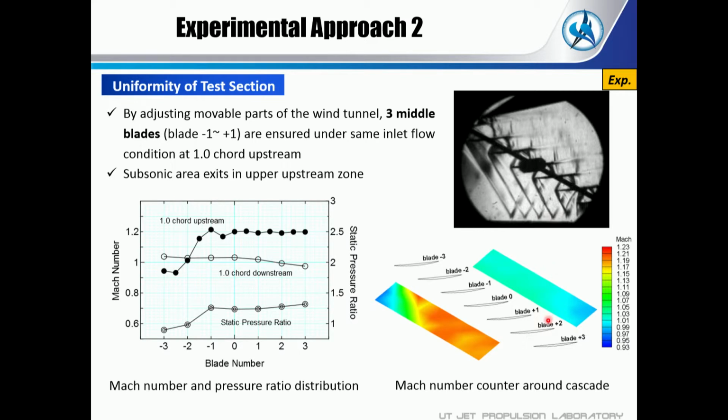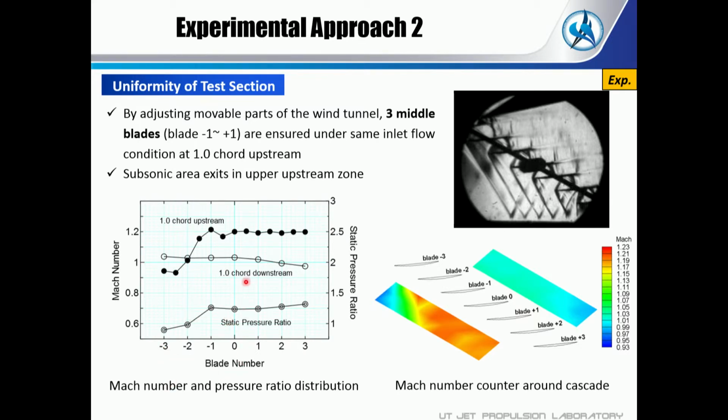Okay. And then, as I told you, we need to have very good uniformity of the flow field in the cascade. But it's a very difficult task in this linear cascade tunnel, so we are carefully arranging the configuration of the blades and the walls. And this is the current flow field result. The abscissa is the blade number: 0, 1, 2, 3, and -1, -2, -3. And it's a static pressure ratio.